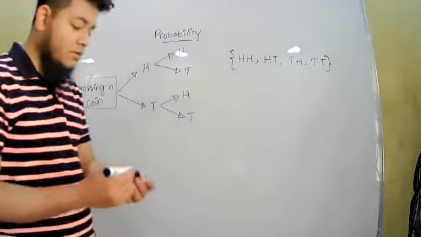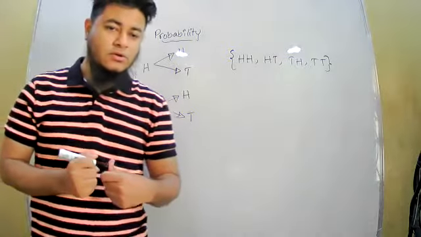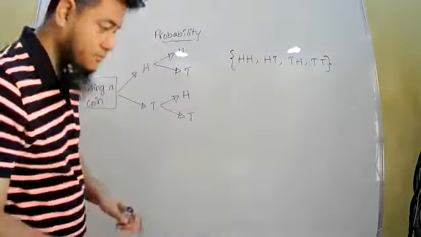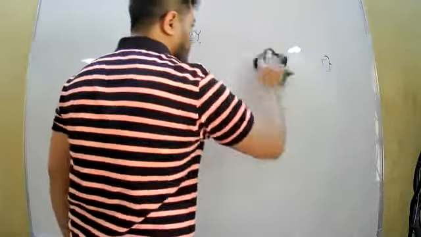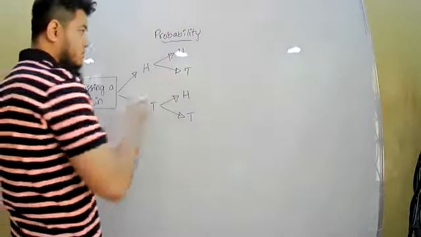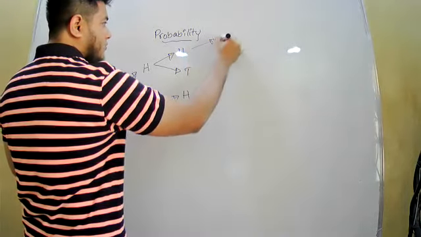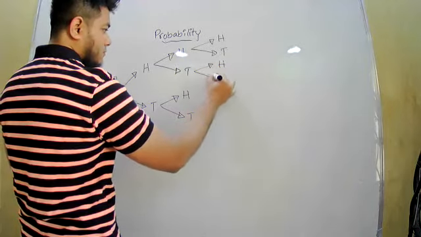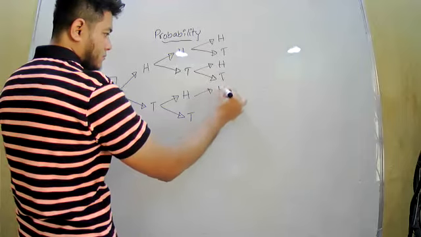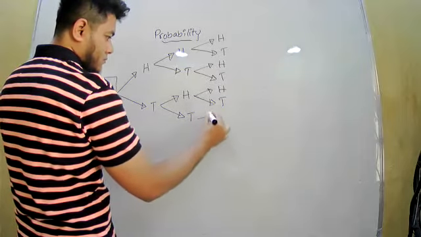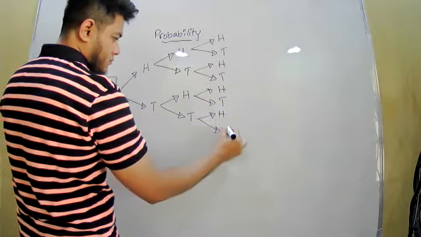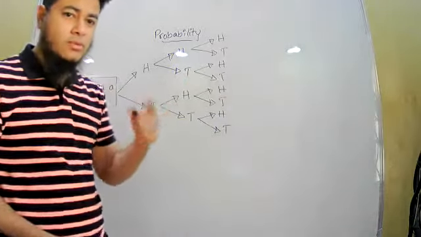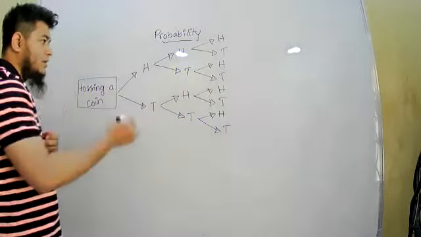Now if we go further, let us say we did not toss the coin two times, but three times. Then what will happen? 8 outcomes. So from here again, 2 will come out. From here, now we have to write the outcomes again. So in how many ways can we get the outcome? I'd like to mark it in this way.